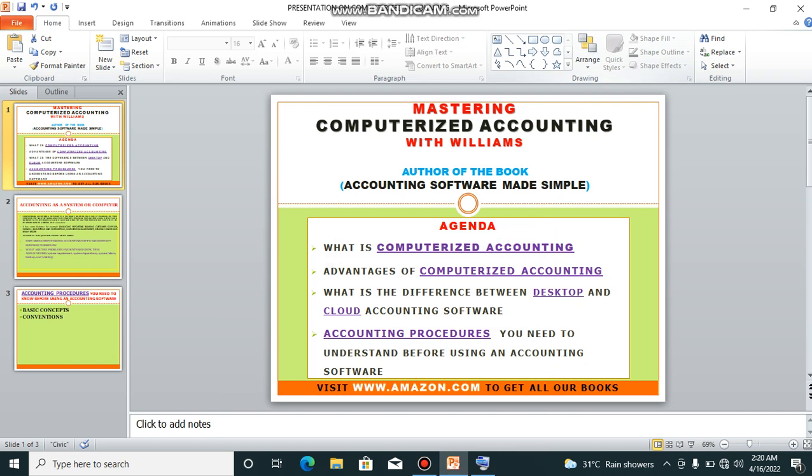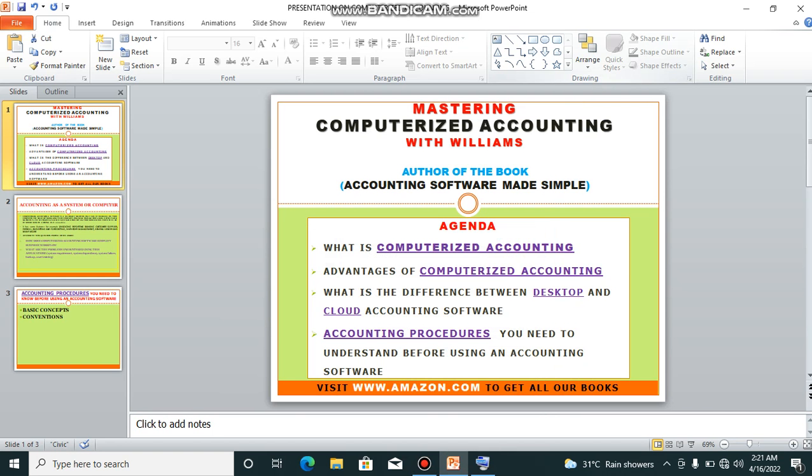Okay, so this is another training session with our participants, and for today we will proceed, going deeper into computerized accounting. From our previous meetings, we have been able to do justice to the meaning of computerized accounting. If you did not get that part, go and watch part 1 again. Part 2 is where we went further to enlighten participants on some of its features, and some questions were also asked and answers were given.